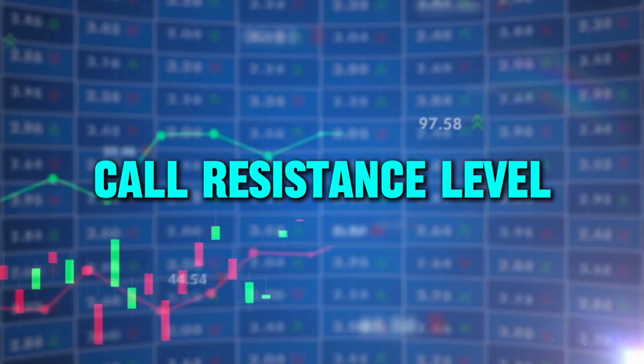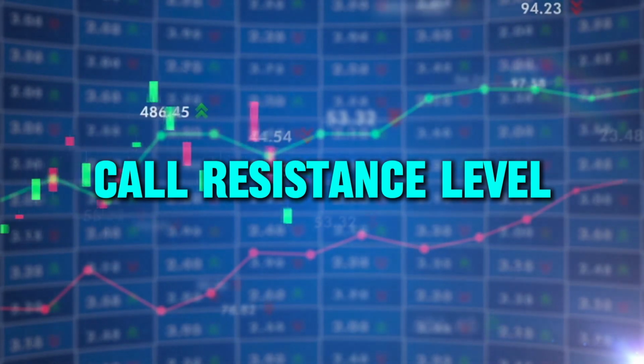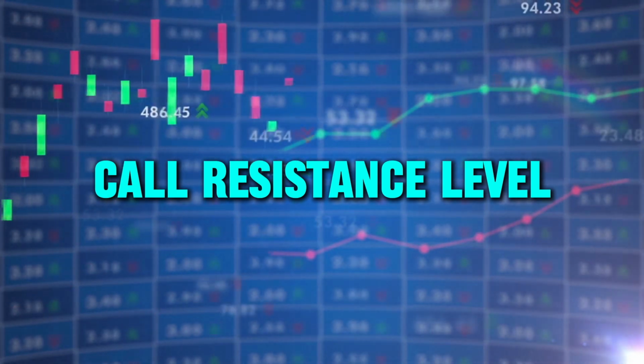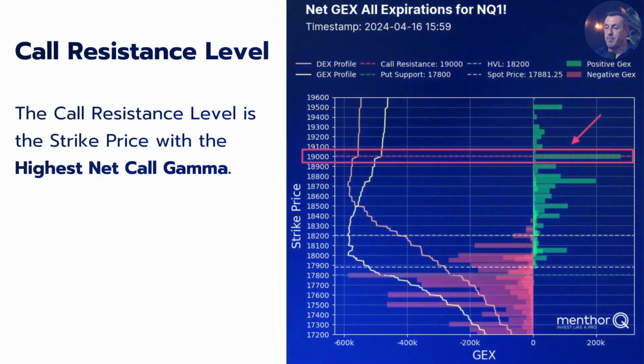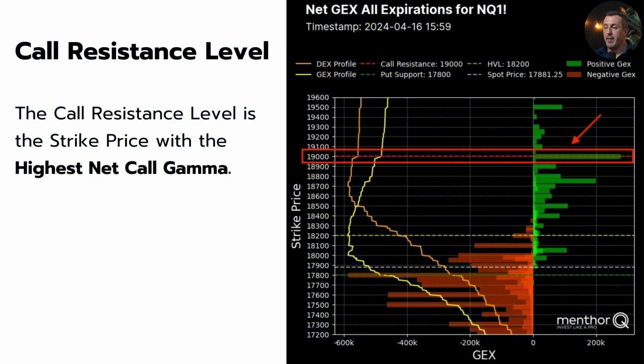Let's start with the primary levels and our call resistance level. The call resistance level is the price level with the most net gamma when it comes to calls. Generally, this is the level with the most upward resistance. Let's take the MenthorQ net gamma exposure chart to better understand why this level can become a reaction zone.